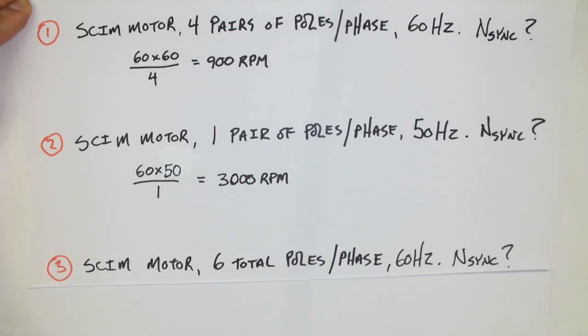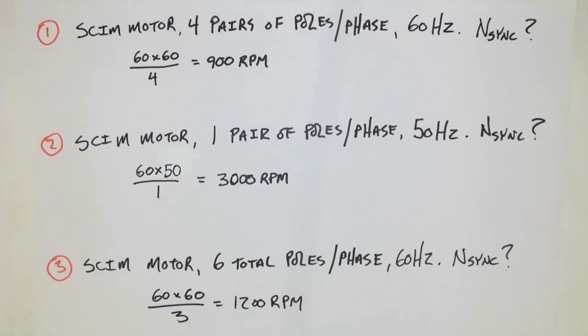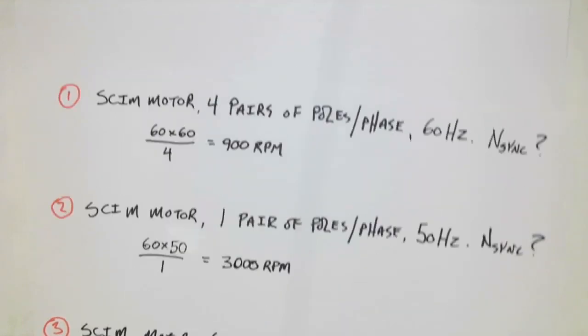And finally, SCIM motor, 6 total poles per phase, 60 hertz. What is the synchronous speed? Well, 60 times 60 divided by 3 gives me 1,200 RPM. So that calculation is pretty straightforward. Let's talk about the rotor speed.